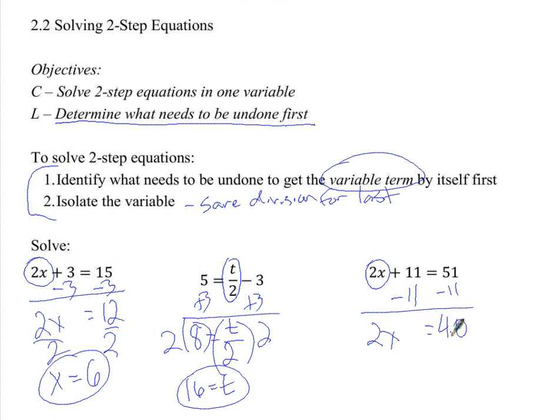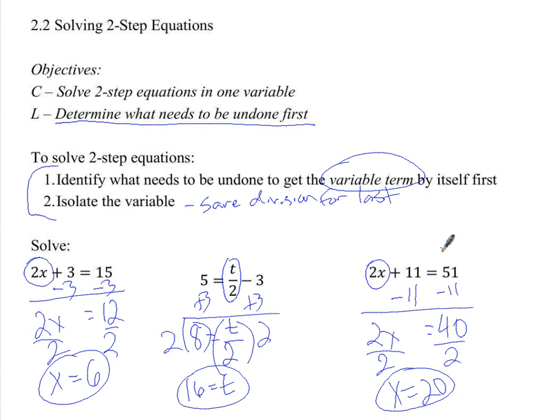And now we will divide both sides by 2. X equals 20. And now we will plug it back in and check. 2 times 20 is 40 plus 11 is 51, and that's the right answer. So that's how you do it, okay?